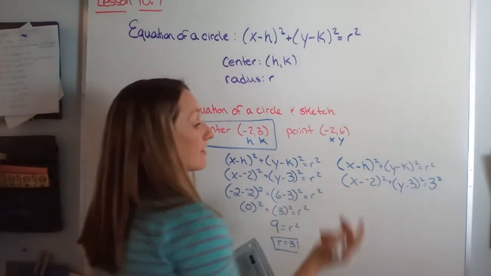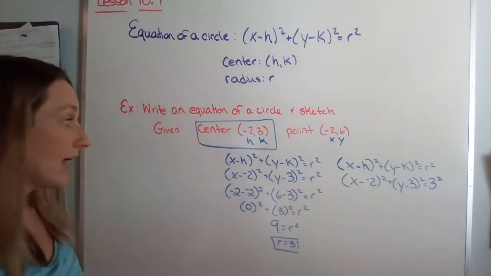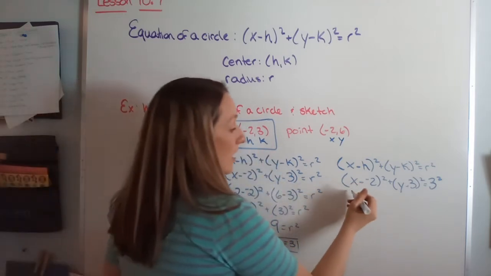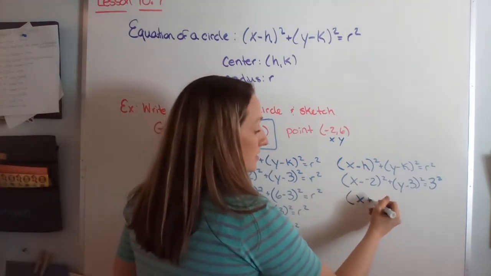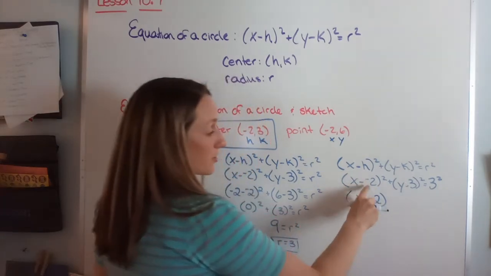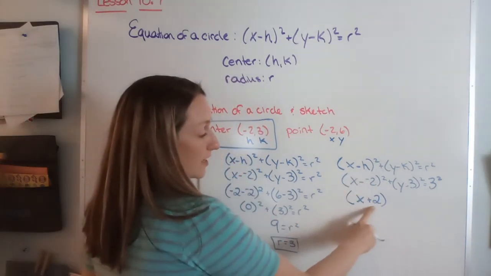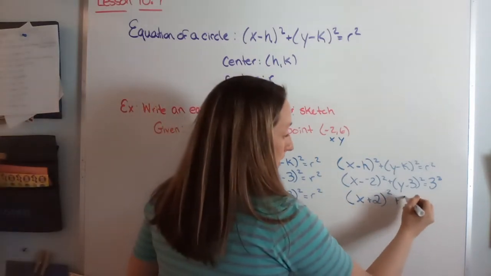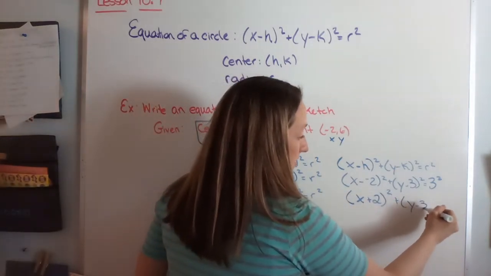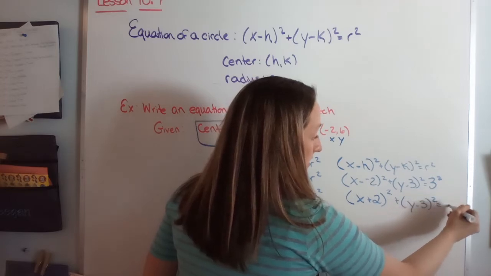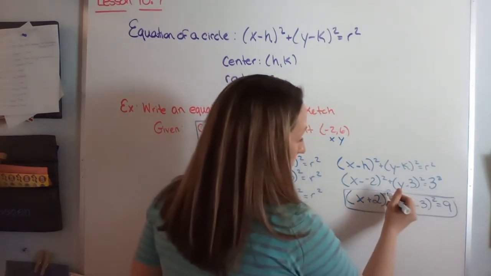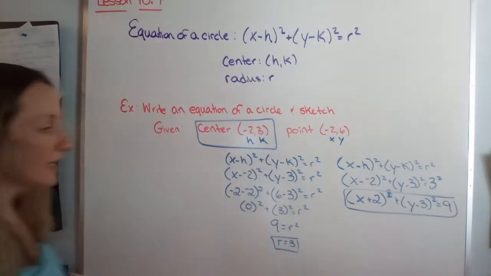So minus and negative. Notice, because this is going to come up at the end, when your h value is a -2, when you clean it up, it becomes a +2. So keep that in mind. Your h value is a -2, but when you clean it up, it becomes a +2. Plus (y minus 3) squared equals 9. So that's the equation of my circle.